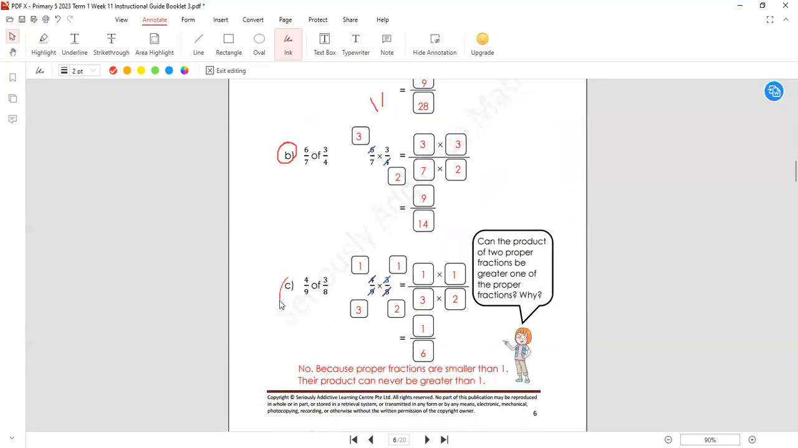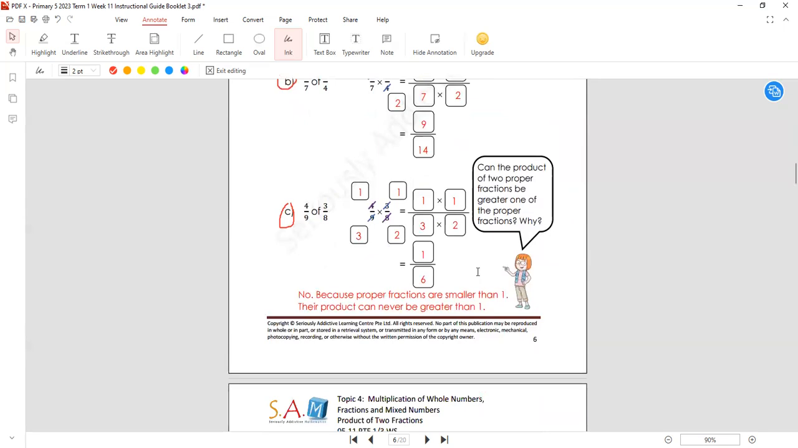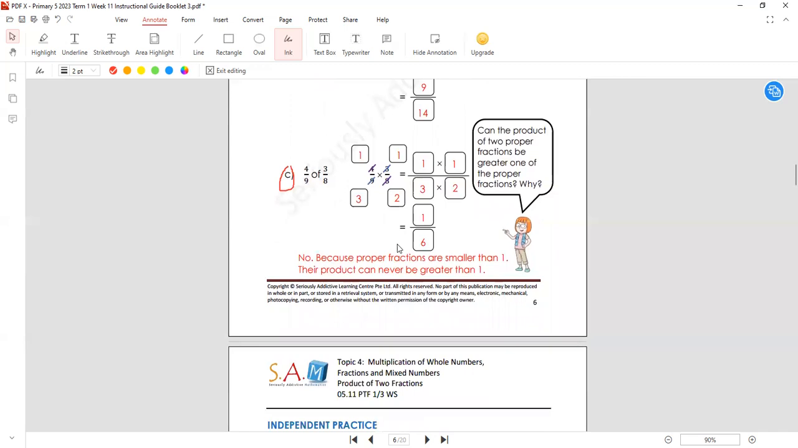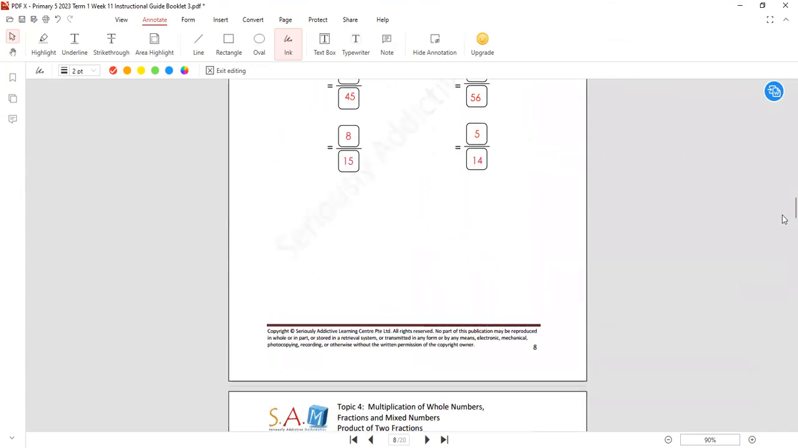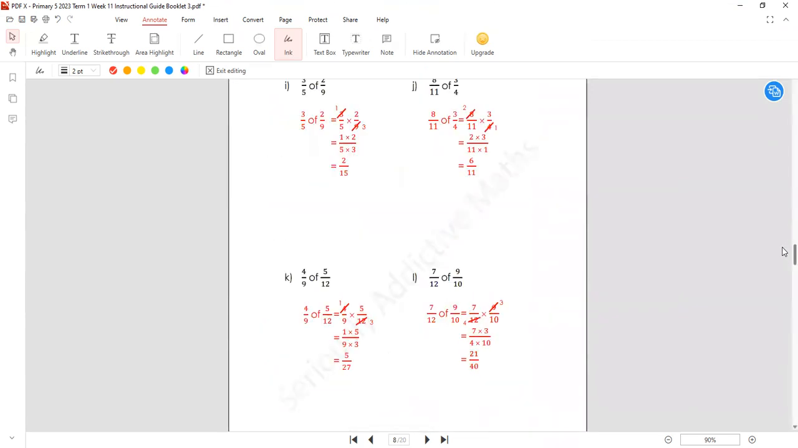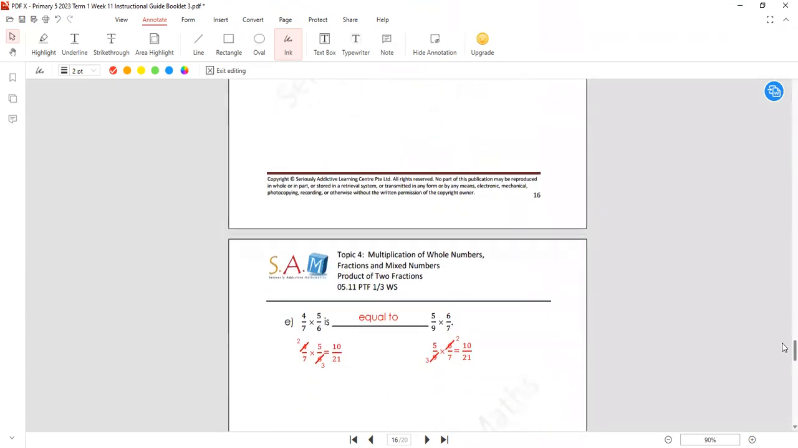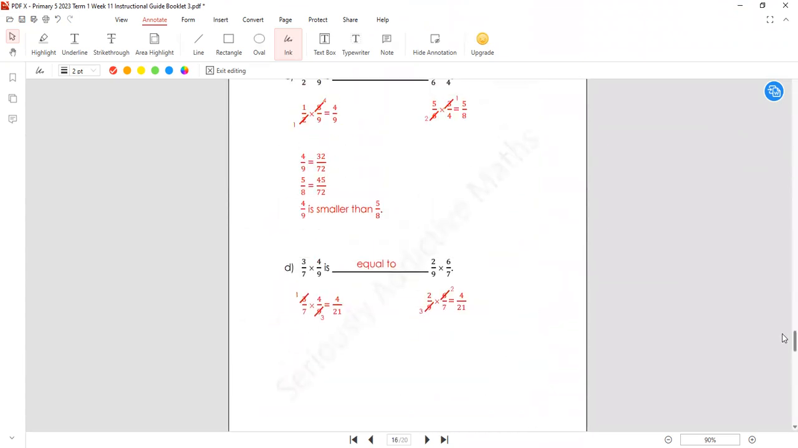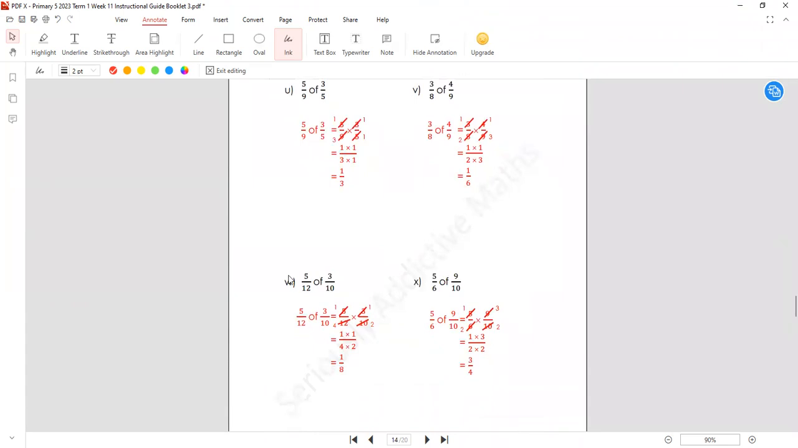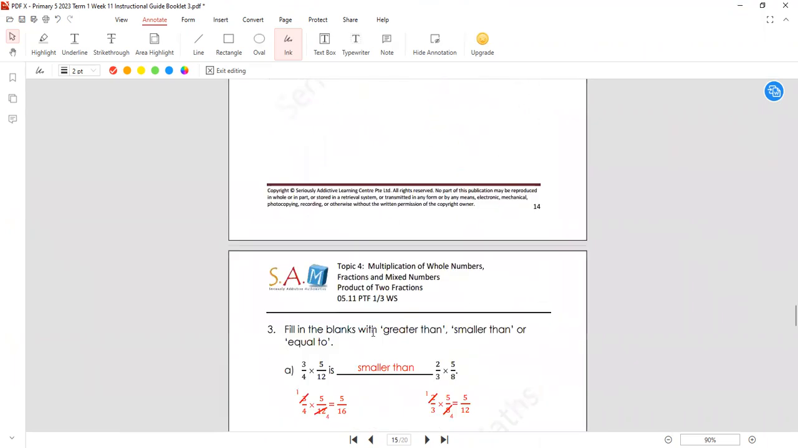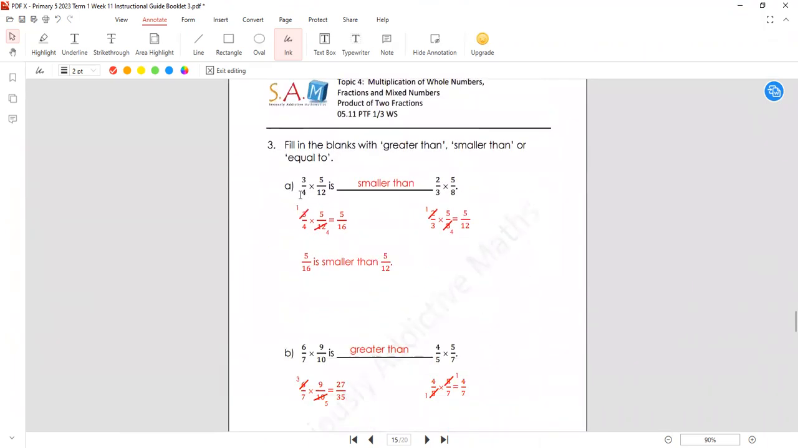Get them to do C. Make sure they understand. Always ask them to check whether they can find a common factor, either diagonally or vertically, between the numerator and denominator. And then after that, because this could be something new to the students, I would suggest that they do one more question where they can do the cancellation on their own.